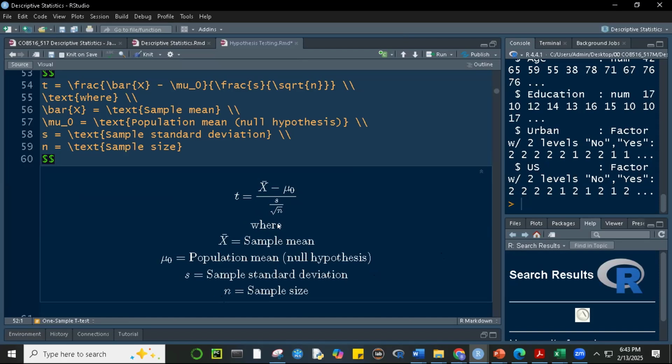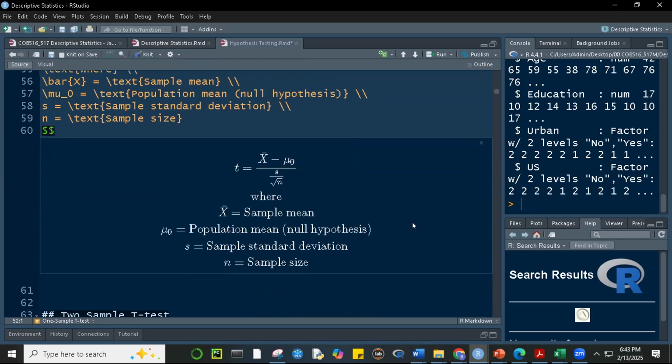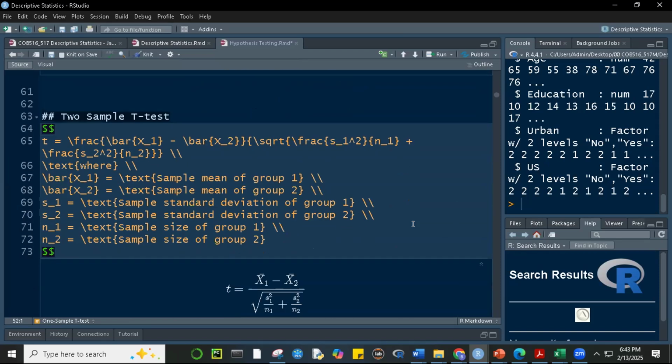You don't have to memorize the formula. Just know that the t-test seeks to determine if the average of certain data is equal to something. Usually it's equal to a certain standard. So for example, you're comparing the average sales of a company with, let's say, the industry standard. So you use the t-test there. Okay, you have the one-sample t-test, but you also have the two-sample t-test.